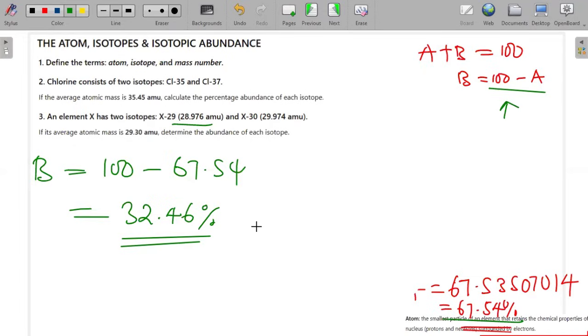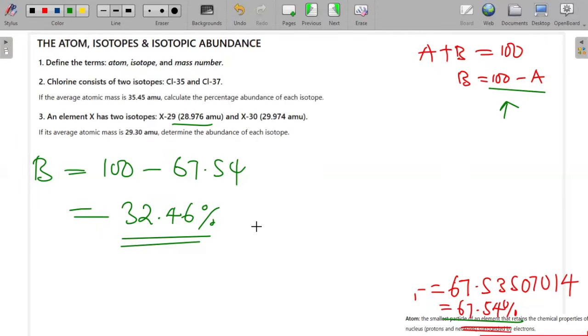My question is, on the first equation where you said A plus B is equal to 100, what if we use A is equal to 100 minus B? Is it okay or not? It is okay. You can still use that one.